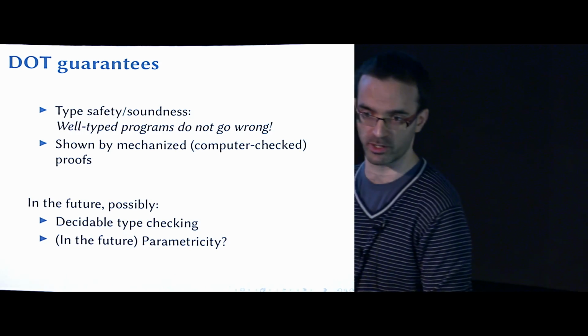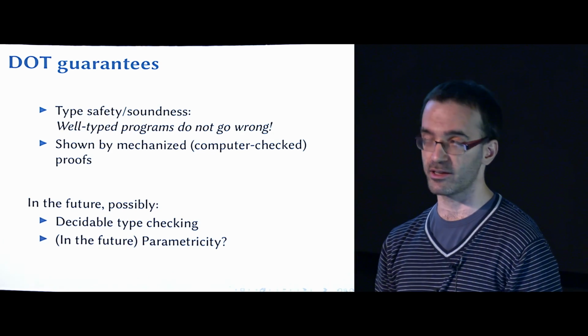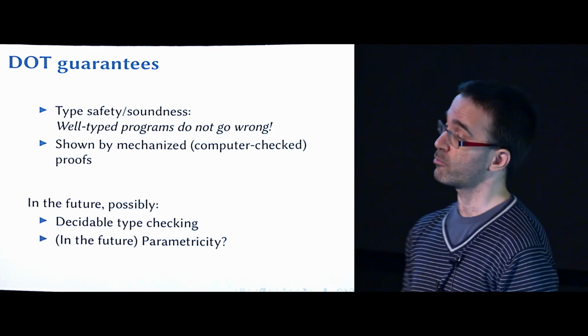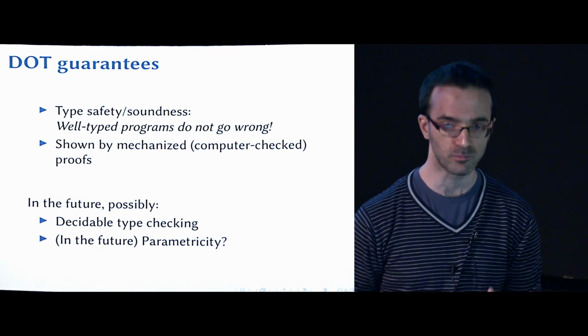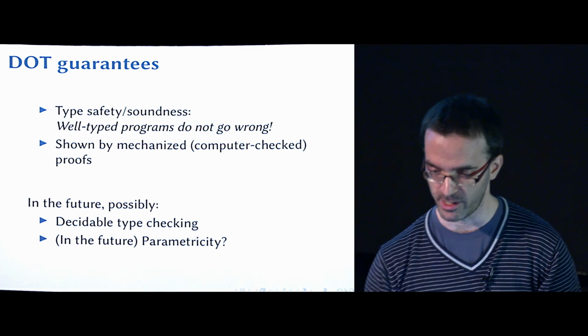What we might hope to get in the future are other guarantees like decidable type checking and quite possibly parametricity. We're not there yet, but we hope to get there someday.